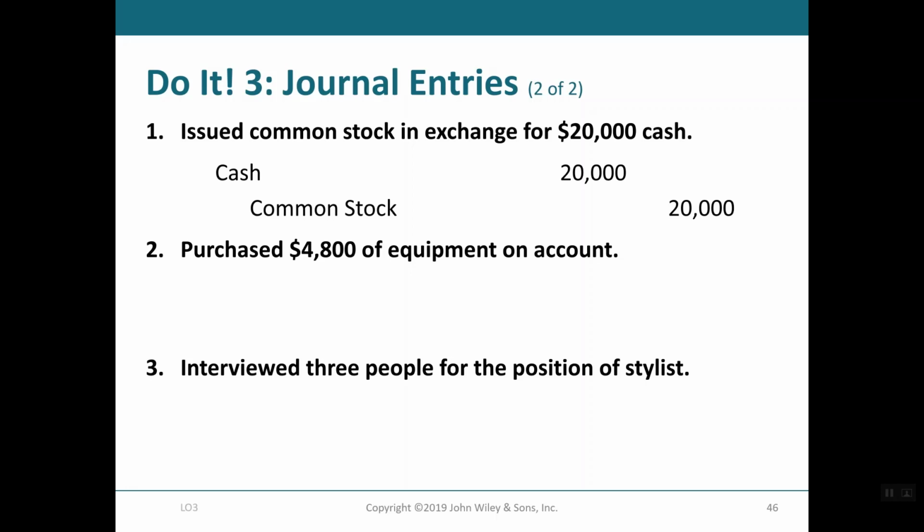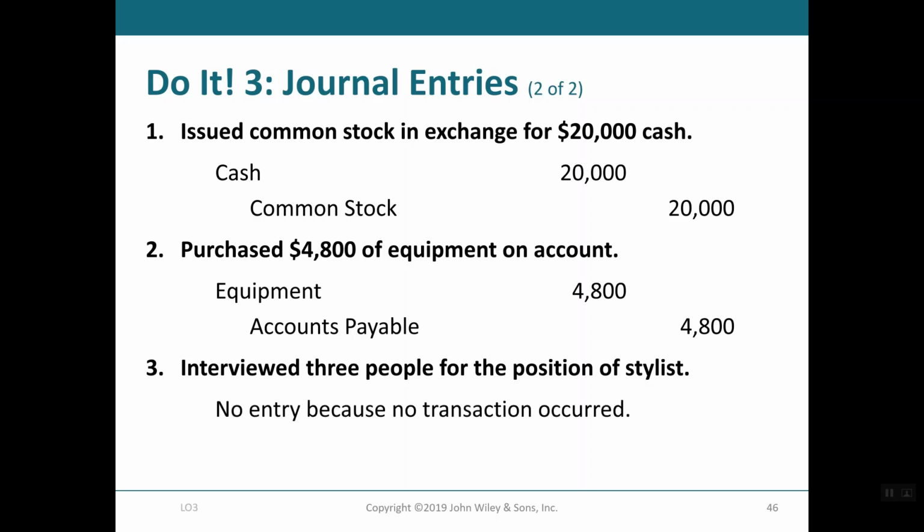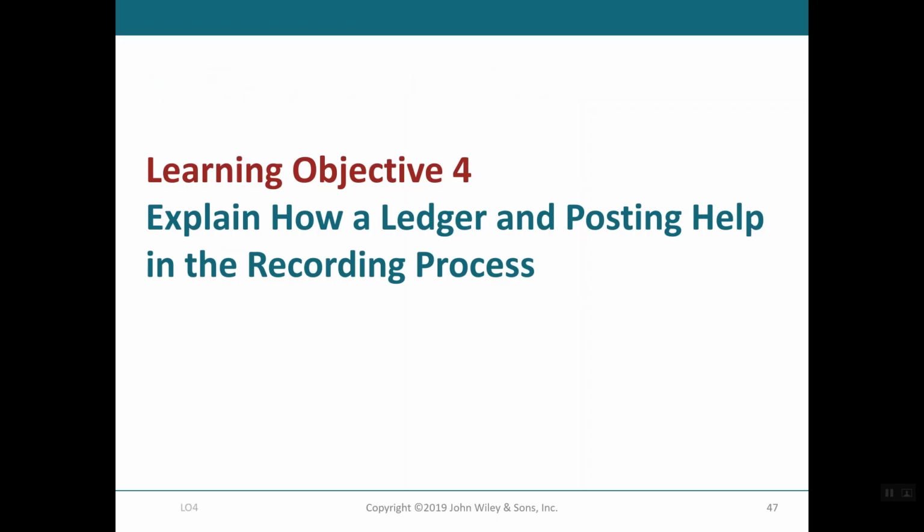Purchase 4,800 of equipment on account. That's an increase in equipment of 4,800 and an increase in our liability of 4,800. So that's the accounts payable. For the interview 3 people for the position of hairstylist, no entry is necessary because it's not an economic event that needs to be recorded. All right. Again, if you have questions, come up during the office hours on Thursdays from 12 to 1.